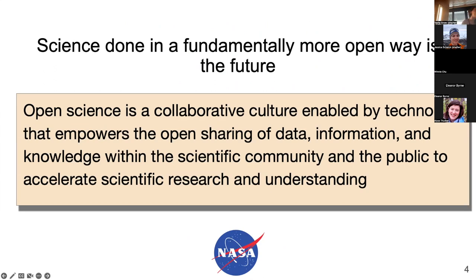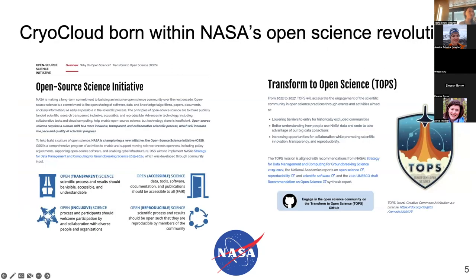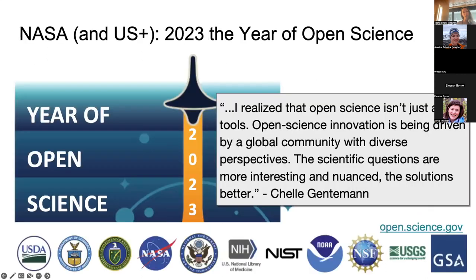We talked a little bit yesterday about what open science is. NASA has said that science done in a more fundamentally open way is the way of the future. You also heard about the Open Source Science Initiative and the Transformed Open Science program that NASA is pushing to make science more transparent, inclusive, accessible, and reproducible. And so we at CryoCloud came out from this funding call and are pushing a lot of this forward using cloud computing. We're bringing a lot of people into the CryoCloud as part of this year of open science.